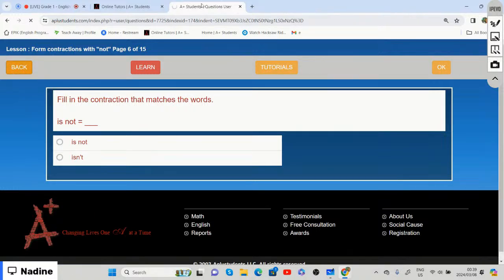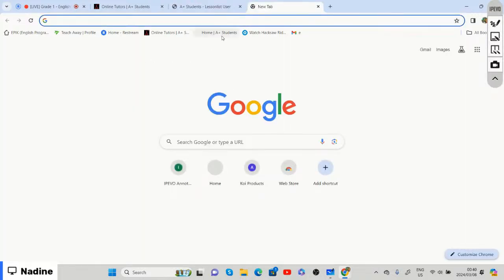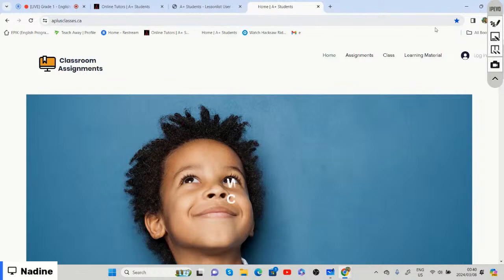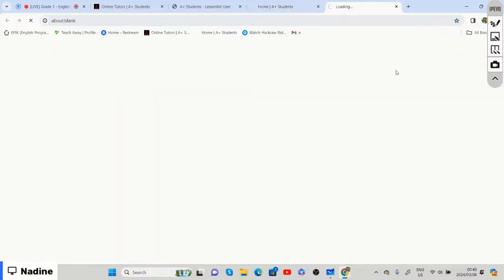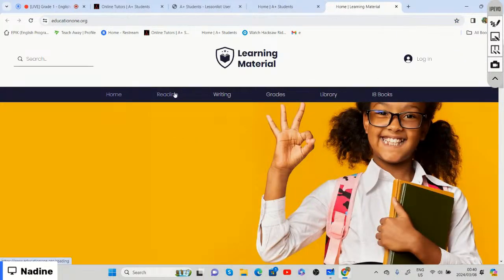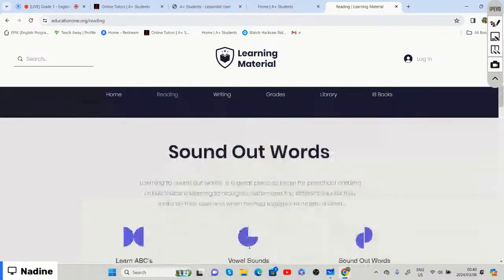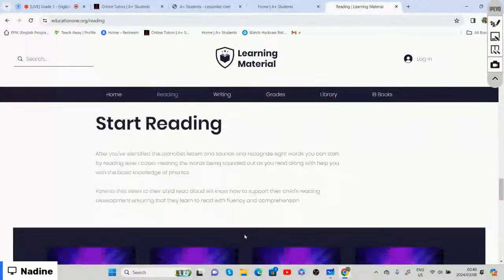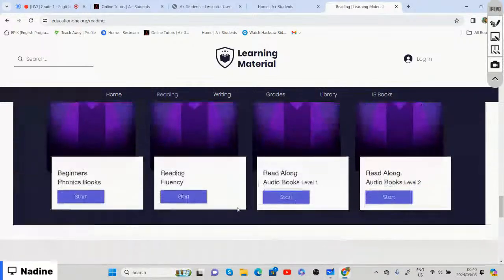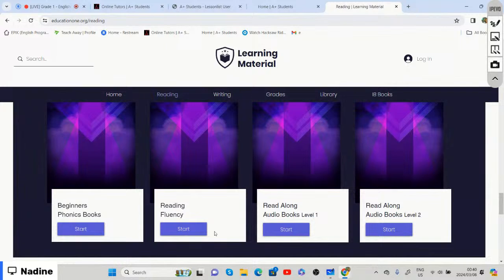All right. So now we're going to aplusclasses.ca. We're going to learning materials. This is aplusclasses.ca. We're going to learning materials. We go to reading. And then we're going to scroll right down until we get to these 4 purple boxes. And then we go to the third box, which is read aloud audiobooks, level 1.